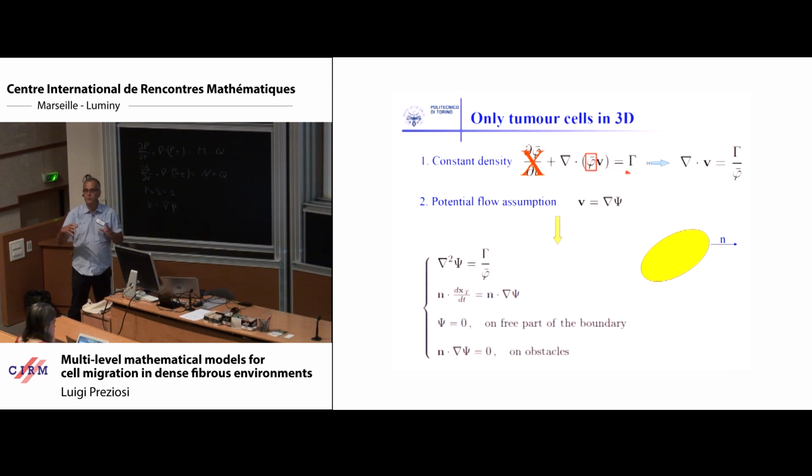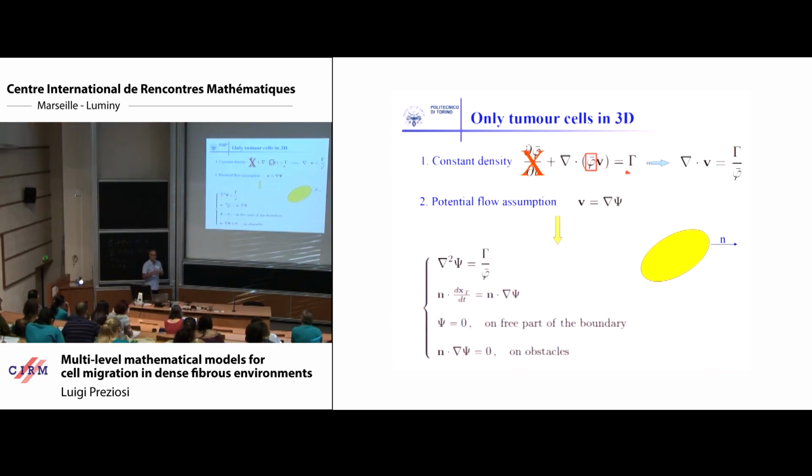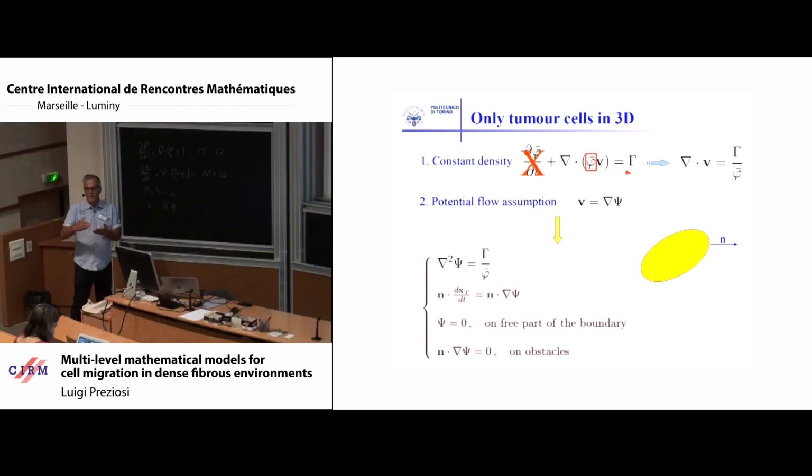Okay, so you need to provide boundary conditions at the interface between, say, the tumor and the rest, the environment, and also how this interface moves. So the way the interface moves is very natural. It's moving because the cells are moving. So the velocity of the boundary has to be equal to the velocity of the cells.